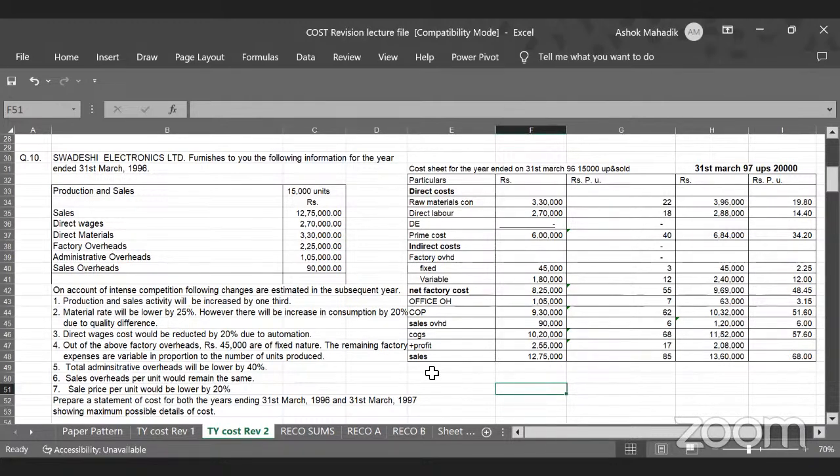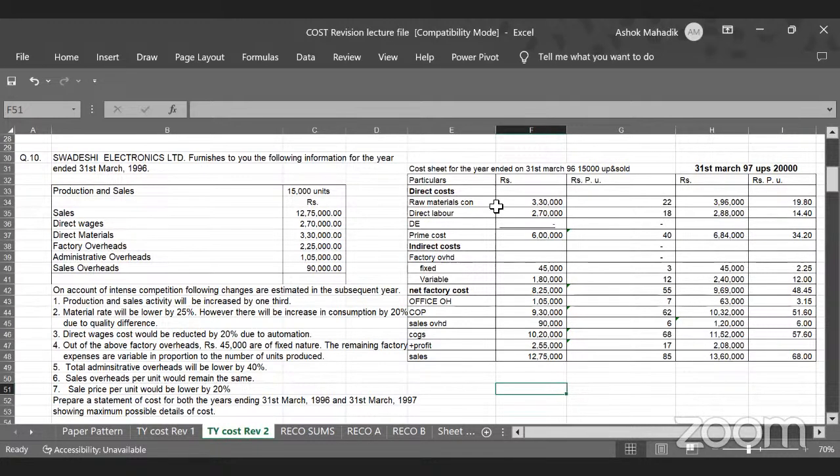Swadeshi Electronics Limited furnishes the following information for the year ended whatever. Production and sale is 15,000 units. So currently company is producing 15,000 units. So students always remember in estimate cost sheet you have to make 2 cost sheets. So you can use this format particulars year 1 that is existing, and for next year you can use 2 more columns of amount, that is rupees.